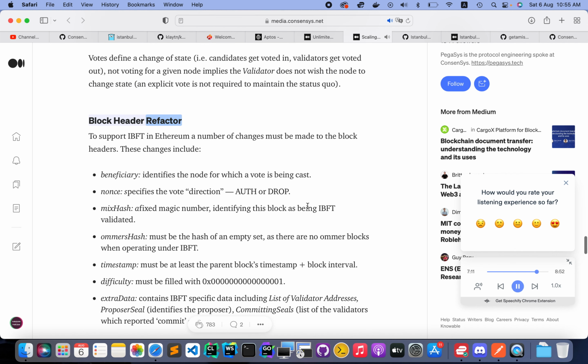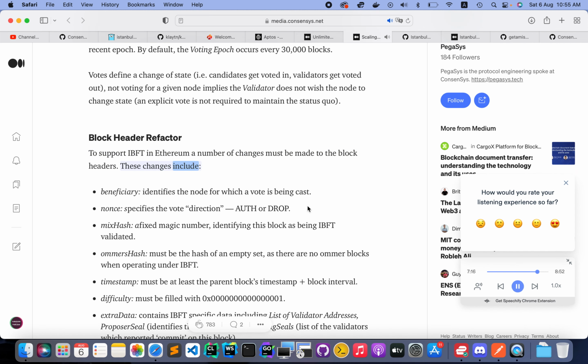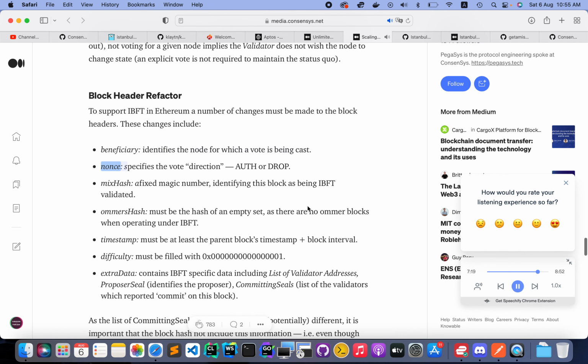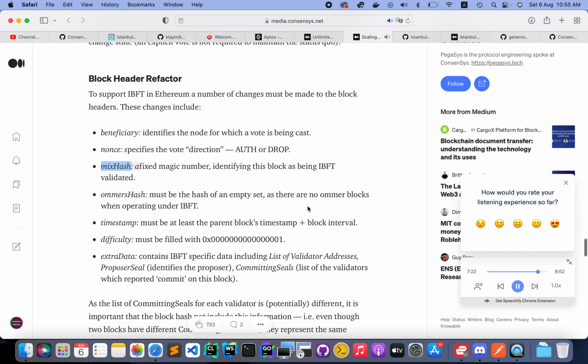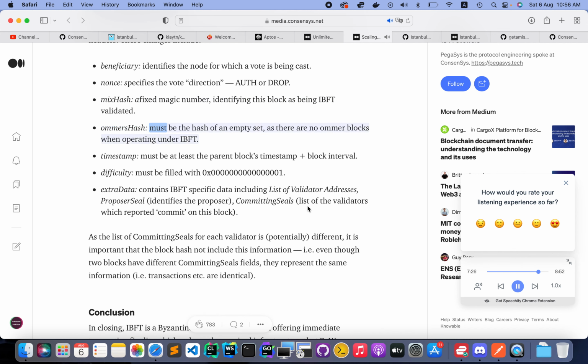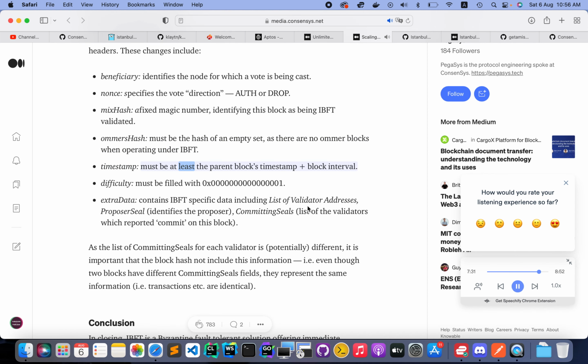Block header refactor. To support IBFT in Ethereum, a number of changes must be made to the block headers. These changes include: Beneficiary identifies the node for which a vote is being cast. Nonce specifies the vote direction, auth or drop. Mix hash: a fixed magic number, identifying this block as being IBFT validated. Ommers hash must be the hash of an empty set, as there are no ommer blocks when operating under IBFT. Timestamp must be at least the parent block's timestamp plus block interval.